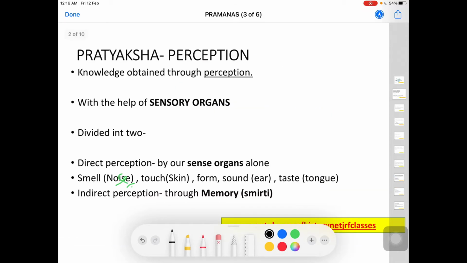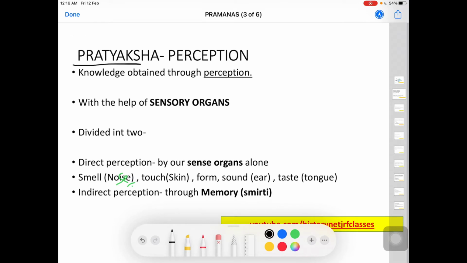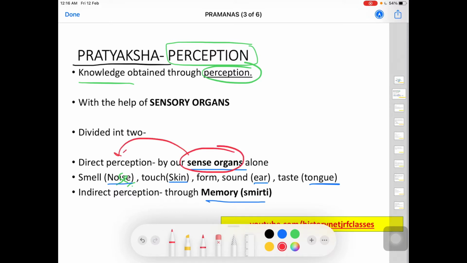The first thing under this is Pratyaksha. In English it is known as perception, that we have perception about something. So knowledge is obtained through perception. How? With the help of our sensory organs, that can be nose, skin, ear, tongue, and with the help of our memory. If we use our sensory organ, then it is known as direct perception, like the current experience, the same experience or the spot experience.